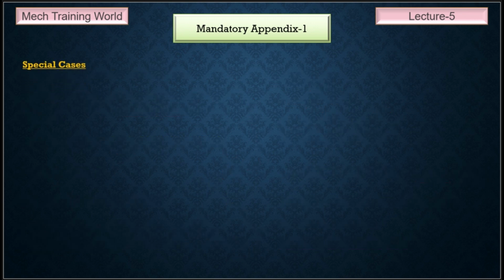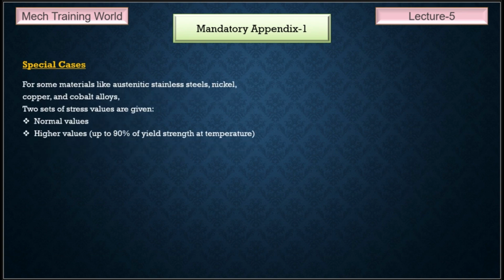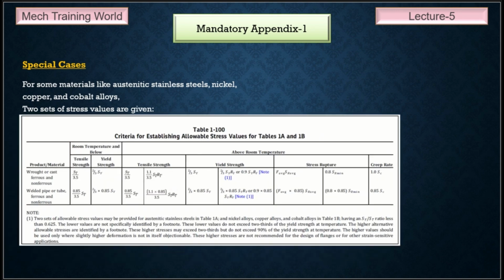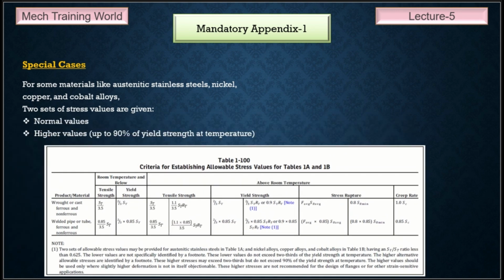And the next one is special cases. For some materials like austenitic stainless steels, nickel, copper, and cobalt alloys, two sets of stress values are given. One is normal values and another is higher values. If you see here, I told you the maximum allowable stress values for room temperature and below. For above room temperature, this is the normal value and this is the higher value. We use the higher value in applications where small deformations cannot impact the application, guys. In those cases, you can use up to 90% of your yield strength at the temperature.